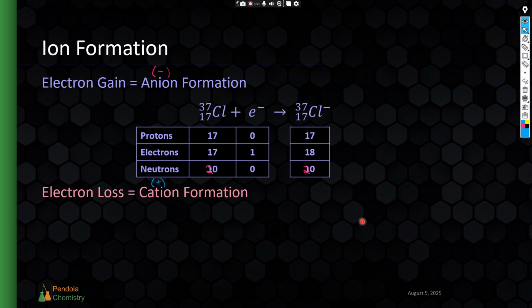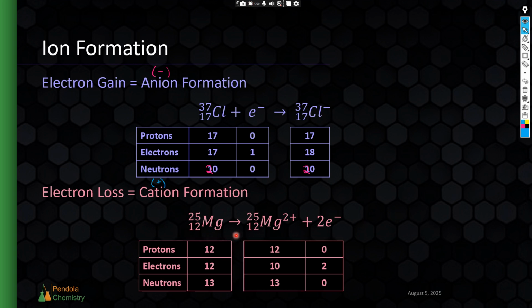This usually happens with metals, something like magnesium. So we have magnesium-25. 25 is the mass number, and 12 is its atomic number because it has 12 protons. So magnesium-25 in its neutral form has 12 protons and therefore 12 electrons because it is neutral, and 13 neutrons. Again, how do we get those 13 neutrons? We have 25 as the nucleon number, minus 12, the proton number. That gives us the number of neutrons, which is 13.